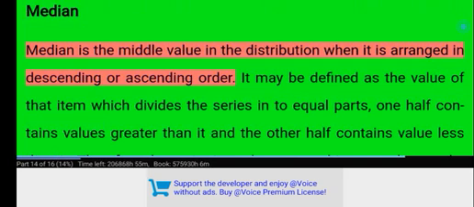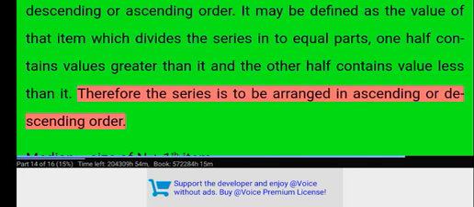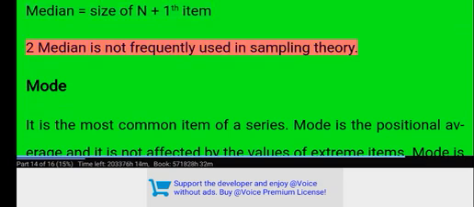Median. Median is the middle value in the distribution when it is arranged in descending or ascending order. It may be defined as the value of that item which divides the series into equal parts. One half contains values greater than it and the other half contains values less than it. Therefore the series is to be arranged in ascending or descending order. Median equals size of (n plus 1)/2 th item. Median is not frequently used in sampling theory.